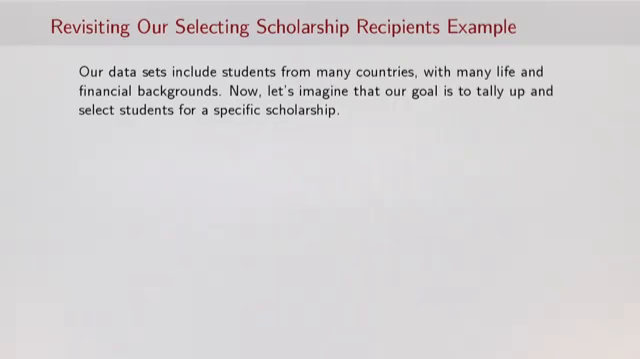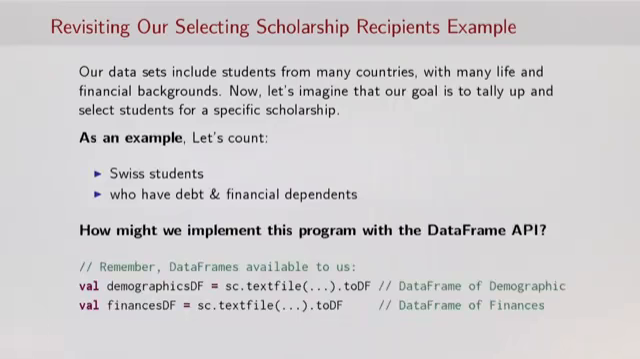So let's imagine now that our goal is to tally up and select students for a specific scholarship based on some kind of criteria. And if you recall, the criteria that we chose was looking for students that are from Switzerland and who have debt and some financial dependence. This is the criteria that we want to search for in order to figure out how many people are eligible for a certain scholarship. So again, we want to count these up. We want to figure out how many people are eligible for a scholarship with this criteria. How might we implement this program with the DataFrame API?